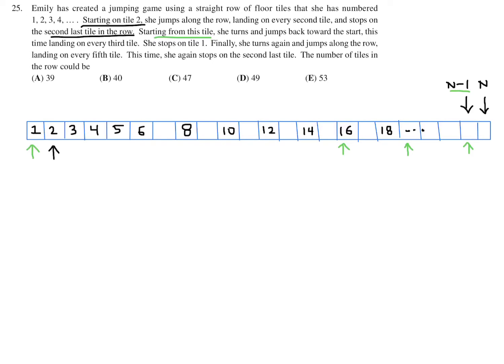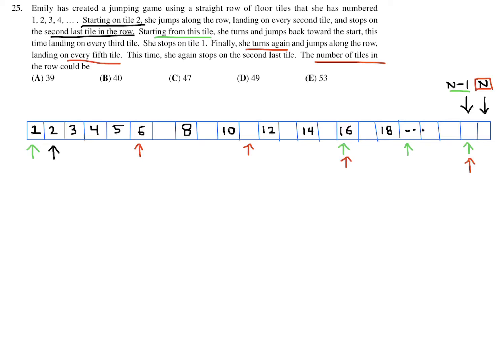And then now again, she turns and jumps, but this time landing on every fifth tile. So she's going to basically jump to 6, and then 11, and then 16, and then 21, and so on. And then she finally stops at, again, the second last tile. So I hope you understand how she's jumping. They want you to figure out the number of tiles, or at least one possible number. So they want you to figure out the value of n.